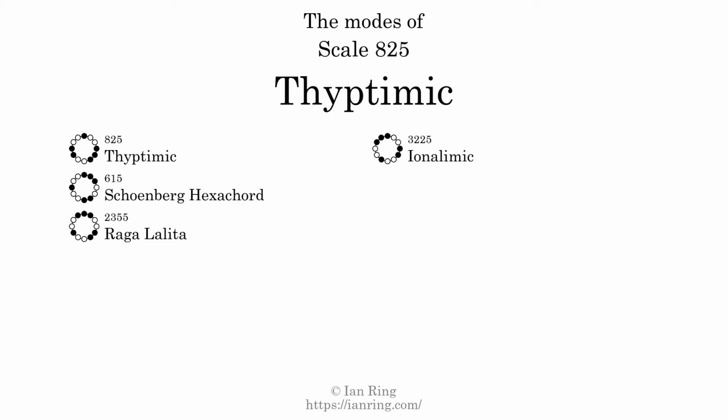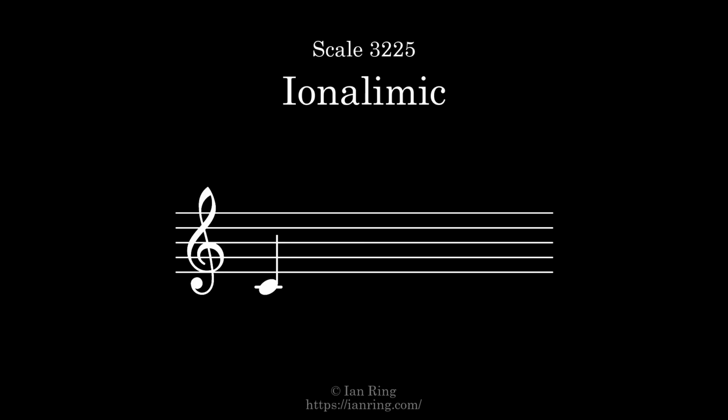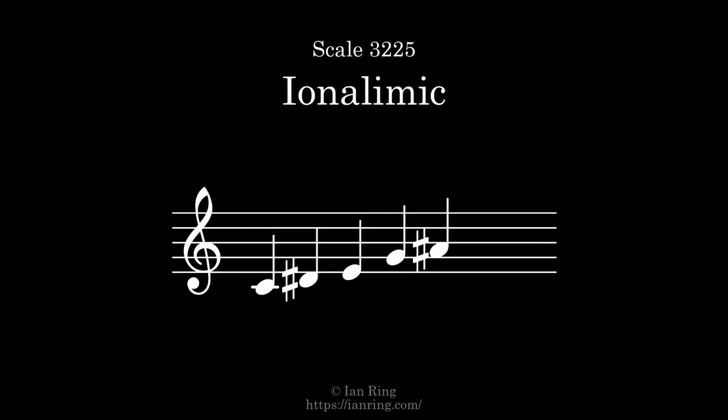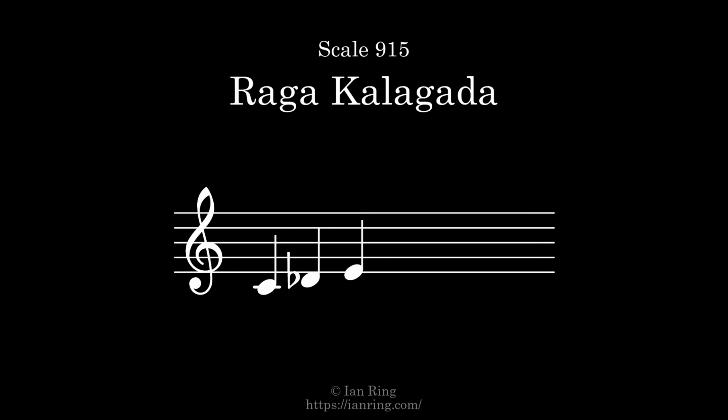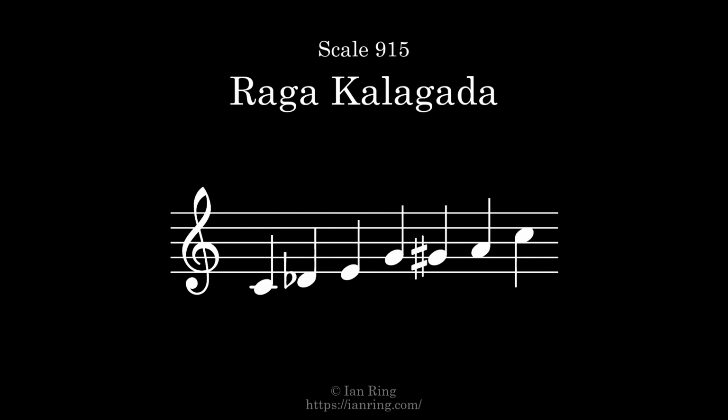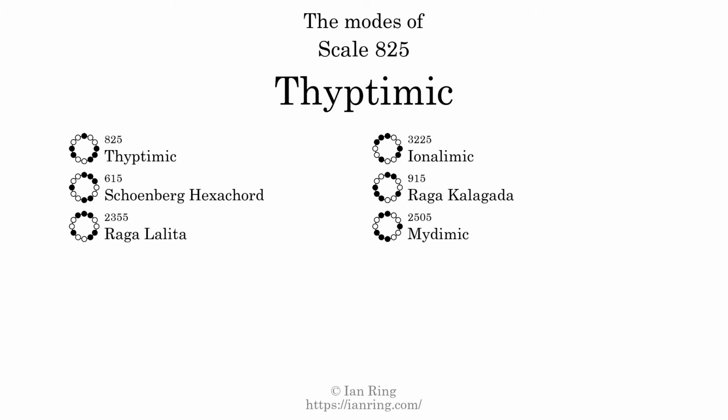The fourth mode is scale 3225, also known as Thyptimic. It sounds like this. The fifth mode is scale 915, also known as Raga Kalagada. It sounds like this. The sixth and last mode is scale 2505, also known as Thyptimic. It sounds like this.